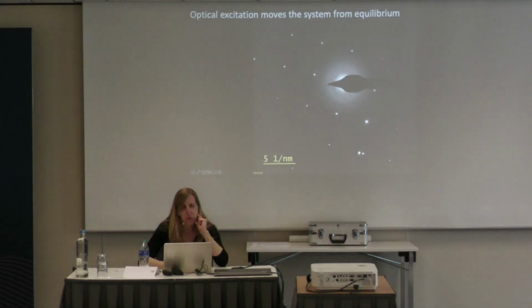So here's a movie. The light goes on, nothing's happening to the diffraction pattern, but now you can see the lattice contraction, and that gave rise to an expansion of the diffraction pattern. I'll play that video one more time. You can see the light's on, nothing's happening, and then suddenly the diffraction pattern changes, it expands. That corresponds to the lattice contracting in real space.